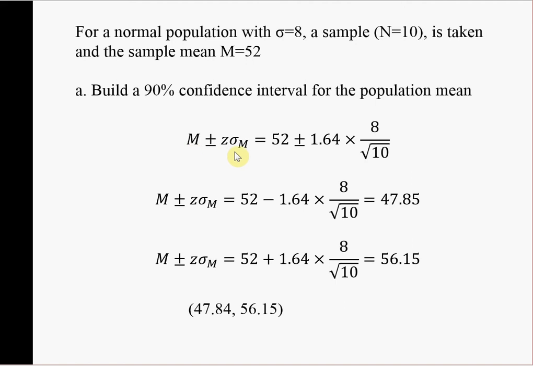Now, we know this expression for the lower bound and upper bound: the sample mean plus or minus the z-score multiplied by the standard error. Then you bring in the actual values. The sample mean, which is 52, goes here, plus or minus the z-score that corresponds to 90% confidence. So now let's go to the normal table.